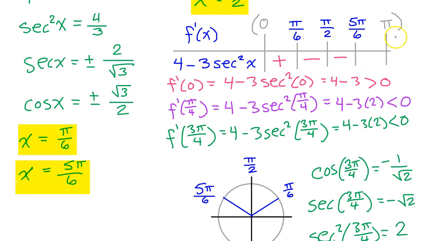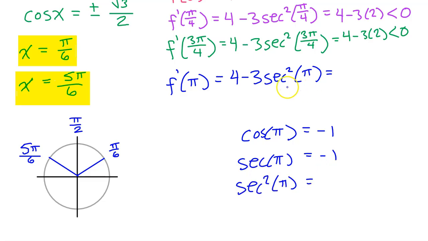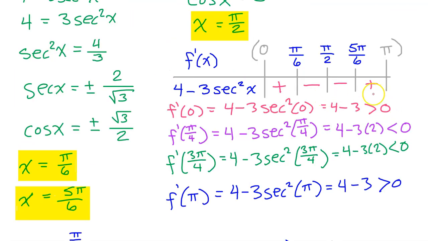For the final interval, we can use pi. Let's start with the cosine of pi. Pi is right here. Cosine is the x value on the unit circle, and the x value is negative 1. So the cosine of pi is negative 1. The secant of pi is the reciprocal of this, which is still negative 1. But what we really have is secant squared. And when we square this, of course, we get positive 1. So what we have is 4 minus 3, which is positive. So f prime is positive on the final interval.